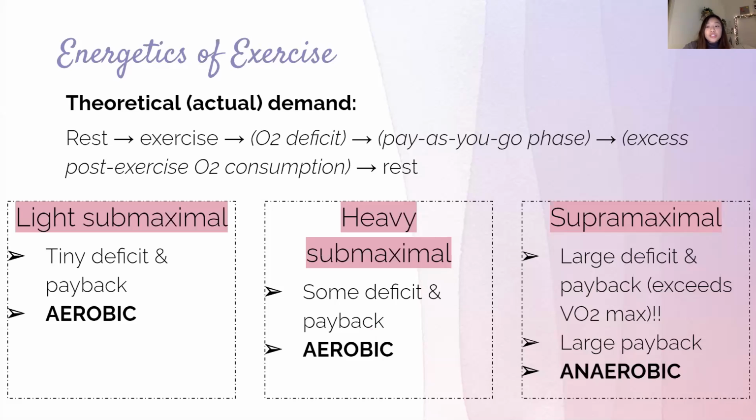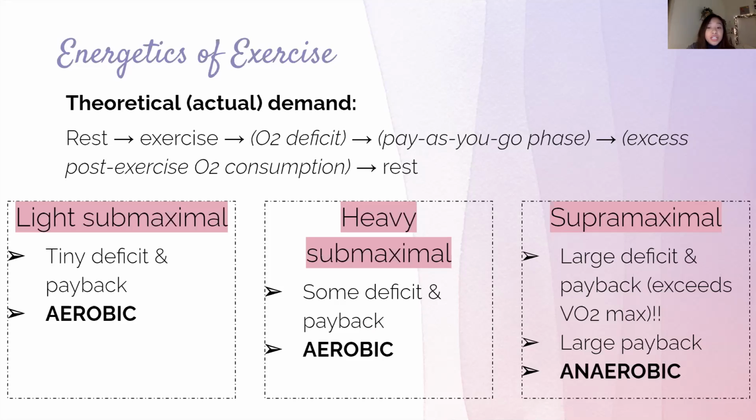Okay, and let's move on to the energetics of exercise. So there's a theoretical demand, which theoretically, when we start to exercise, there will be an instantaneous rise and an instantaneous drop when we rest again. But realistically, there's gonna be an oxygen deficit when we start exercising. And as we exercise, we're gonna go through a pay-as-you-go phase, which is when we're able to meet the demands by using our stored oxygen supply.